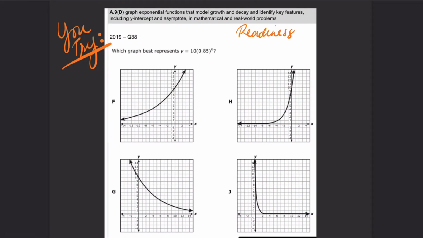For the following question, go ahead and try it. Which graph best represents y equals 10 times 0.85 to the power of x? Let's discuss the graph. This represents exponential decay because the b value is less than 1. So therefore the graph should be decreasing. Let's eliminate some answer choices based off of that. A is increasing, F is not it. H is also increasing, H is not it. So our answer is either G or J. Notice that the y-intercept is 10. G has a y-intercept of 10. It looks like J does as well.